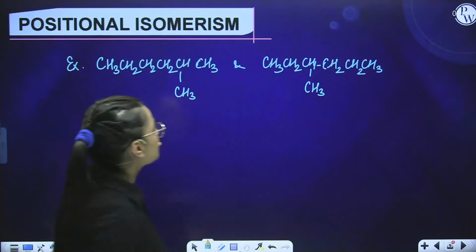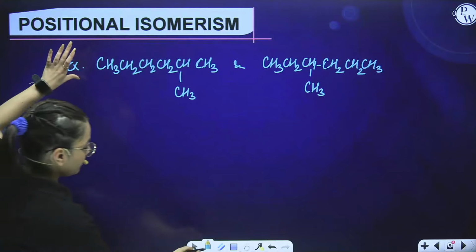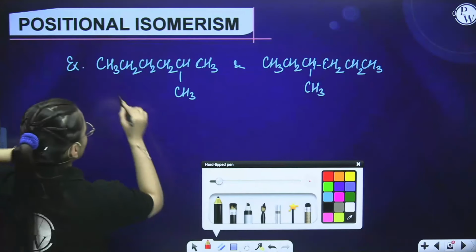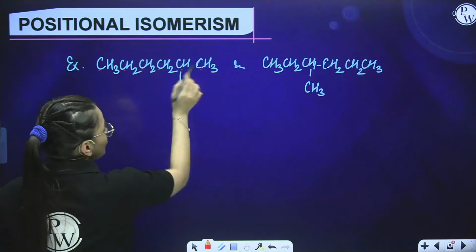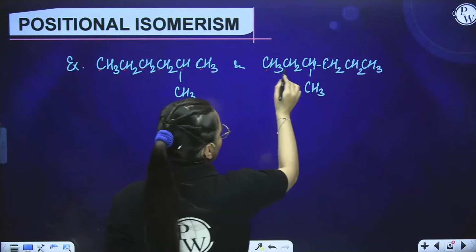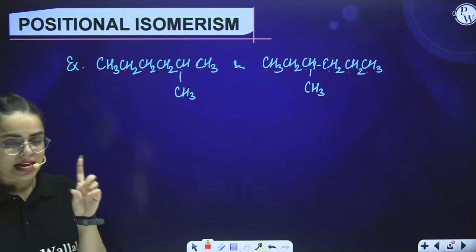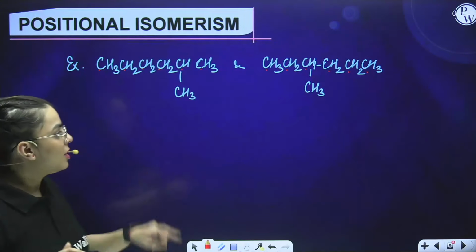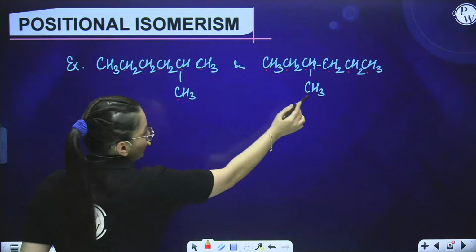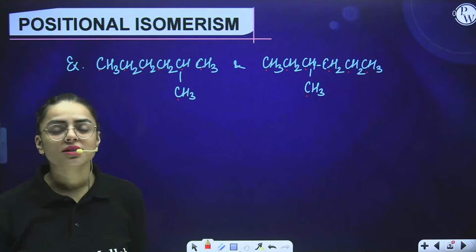Okay students, let us see this case. How many carbon atoms are present in the parent chain? 1, 2, 3, 4, 5, 6, right? If I see this case, 1, 2, 3, 4, 5, 6. 6 carbon atoms are present in the parent chain. That means the size of the parent chain is the same. Now let us see the side chain. Methyl group, 1 carbon atom. That means side chain size is also the same.